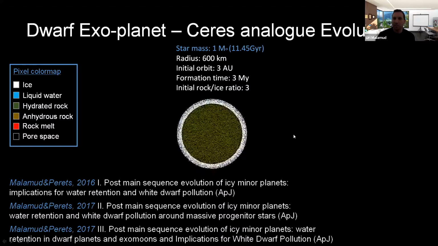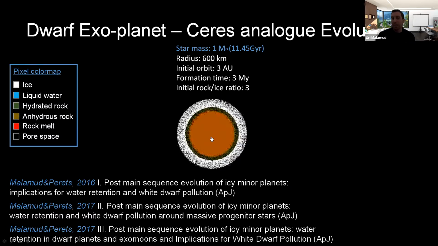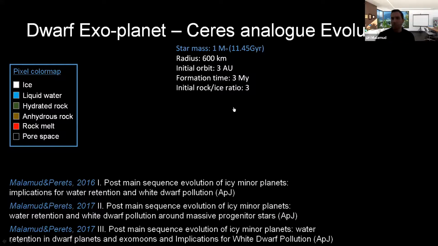So I will show this again. Differentiation, hydration of the core, dehydration and compaction of the inner core, some rock melting. You see all the pore space is gone by this stage. The core is very hot. And when we reach the RGB phase, the red giant phase, basically the star becomes very luminous, and all of this water sublimates to space. You see here an evolution of 11.5 billion years.